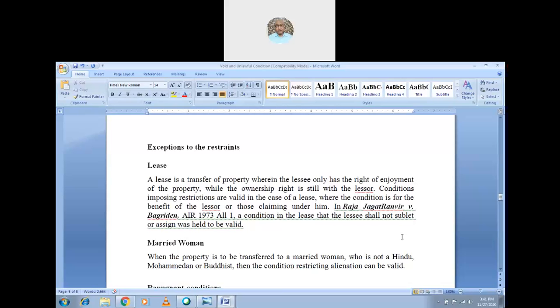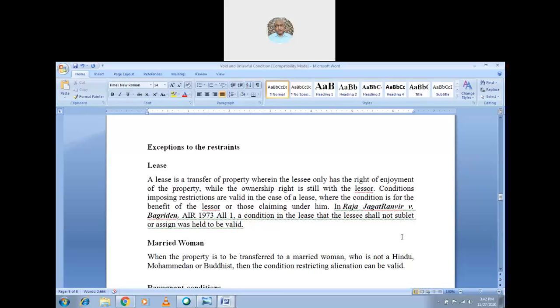Yes, conditions imposing restrictions are valid in the case of a lease, where the condition is for the benefit of the lessor or those claiming under him. In Raja Janat Ranveer versus Bagridan, AIR 1973 Allahabad, a condition that the lessee shall not sublet or assign was held to be valid. So they can keep the condition stating that the person who takes on rent should not give it on rent again to others. Such a condition is a valid condition.